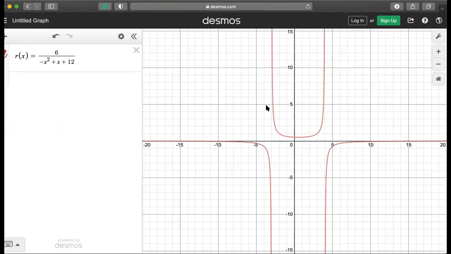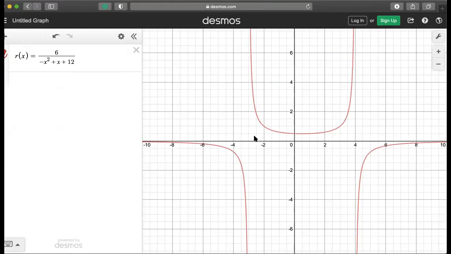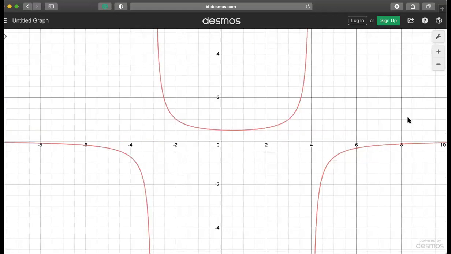Okay, so these asymptotes, these dotted lines that I gave you, they don't show up in the graphing calculator. They help us sketch the graph, but they're not going to show up because they're actually not part of the graph. They just help us make the graph. But notice a few things about this function here. Let me zoom out some.